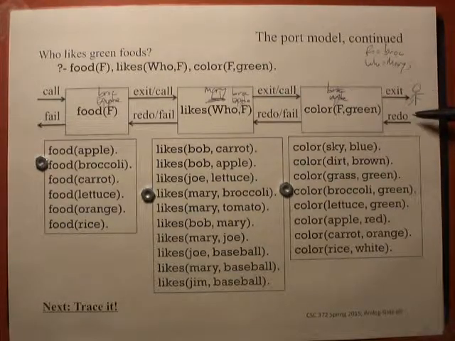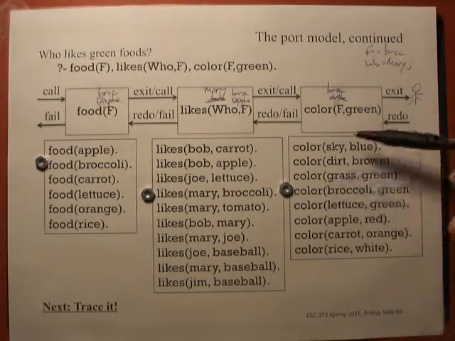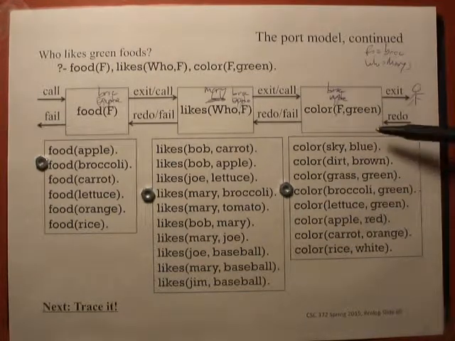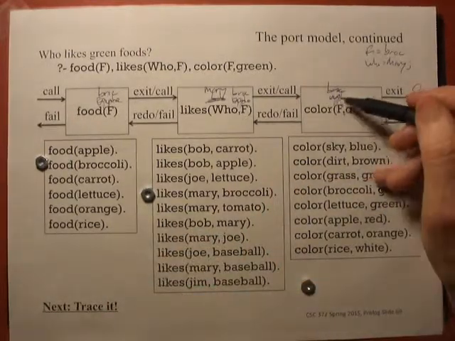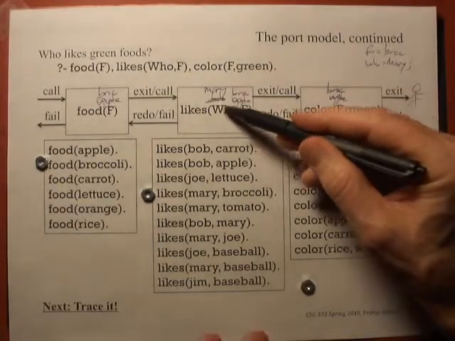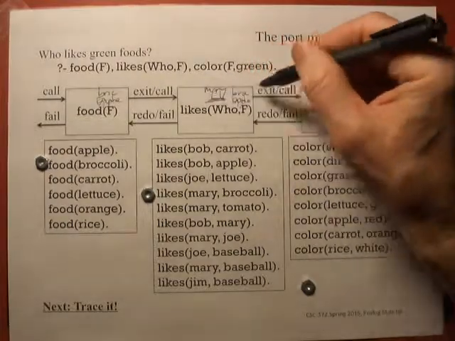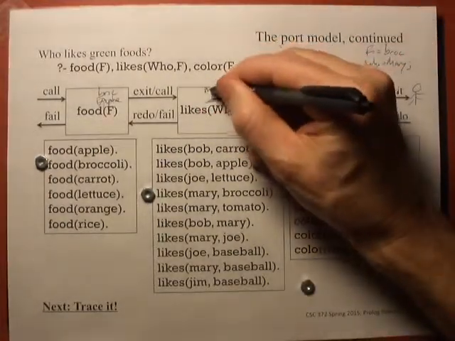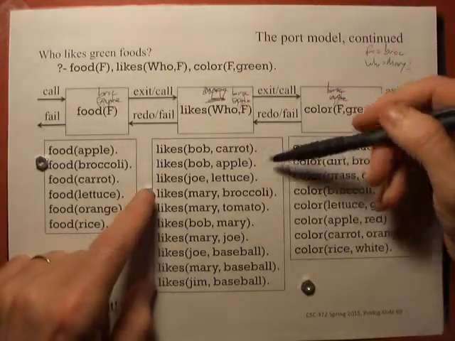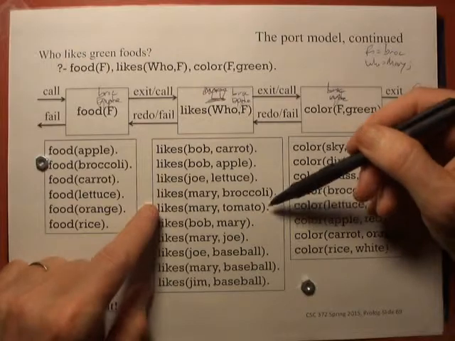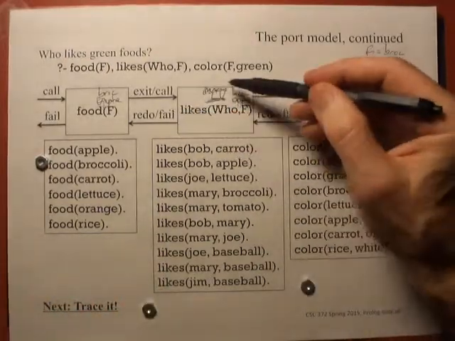They don't like it. So we go in redo. We look for a color fact after our current position that unifies with broccoli green. We don't find it. So this goal fails, which causes this goal to redo. Mary was bound the last time this goal exited. So now we're going to unbind Mary, and we're going to start looking forward again to see if someone else likes broccoli. And they don't, so that causes likes to fail.